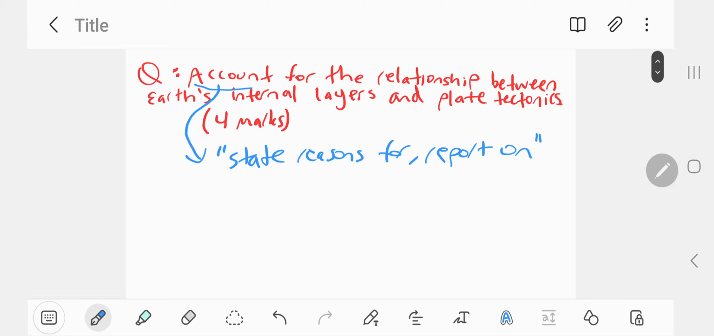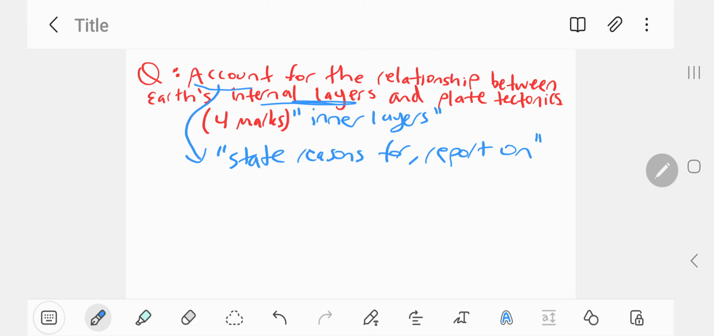So we need to account for the relationship between Earth's internal layers and plate tectonics. Internal layers basically just means inner layers or inside layers. So we need to find the relationship between, in other words, the internal layers of the Earth and plate tectonics. So it's 4 marks.